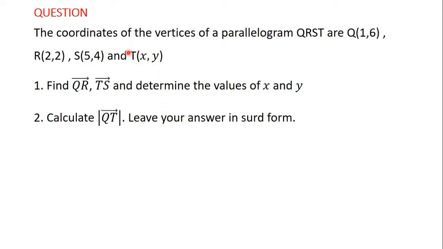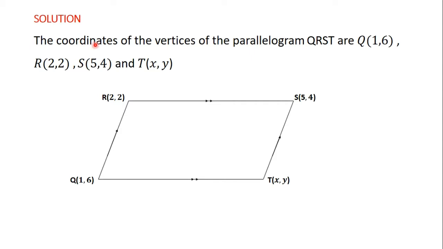When you are given a question like this, it will be very good for you to draw a diagram for the question. And that is exactly what we are going to do. The coordinates given to us are Q(1, 6), R(2, 2), S(5, 4), and T(x, y). So we will draw a parallelogram and name the vertices as we saw in the previous video. The vertices given to us were QRST. In naming the parallelogram, make sure that the vertices run smoothly around the diagram. Now this is what I mean.